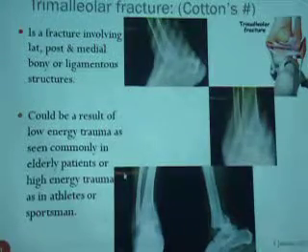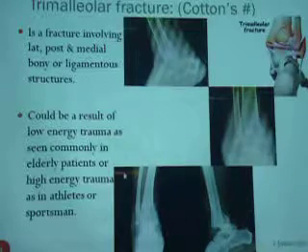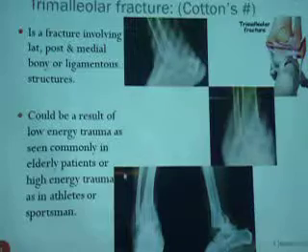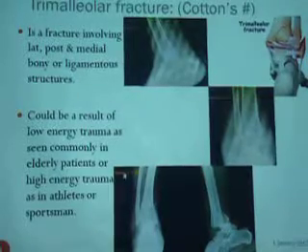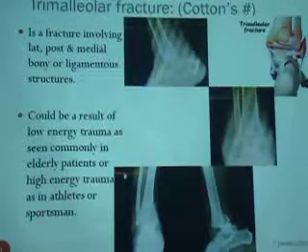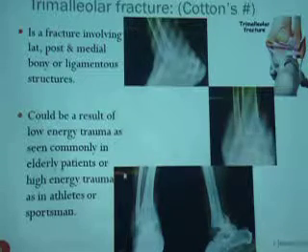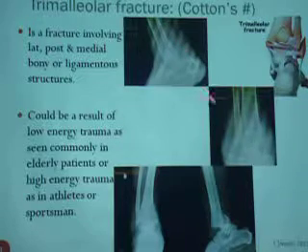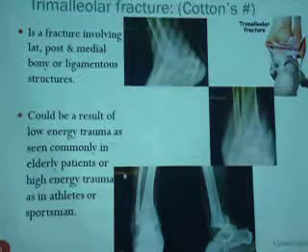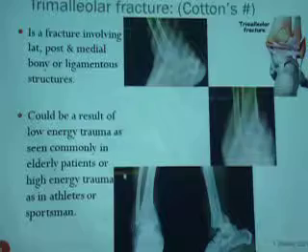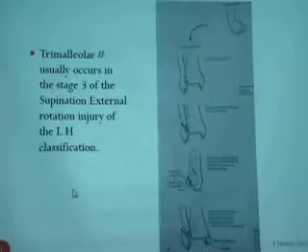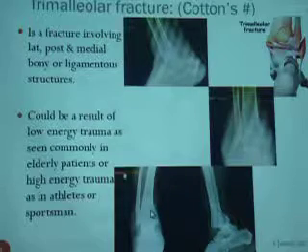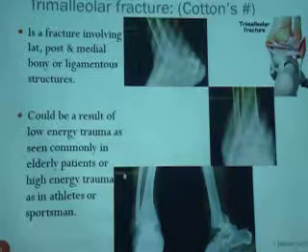Trimalleolar fracture, also known as Cotton's fracture, is a fracture involving the lateral, posterior, and the medial bony or the ligamentous structure. It could be a result of a low energy trauma, as seen commonly in the elderly patients, the one which you can see at the top here. This is a typical low energy trauma, or it could be a high energy trauma, which is seen in the lower X-ray, where there is a gross displacement of the fragments.